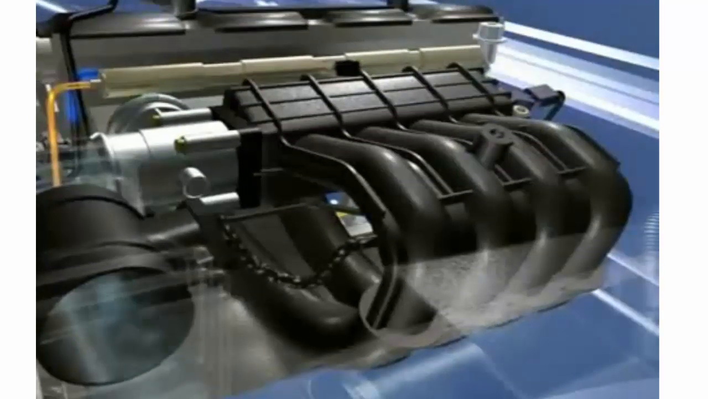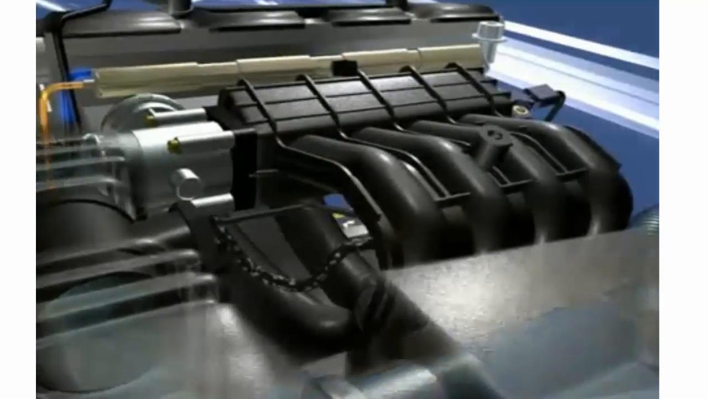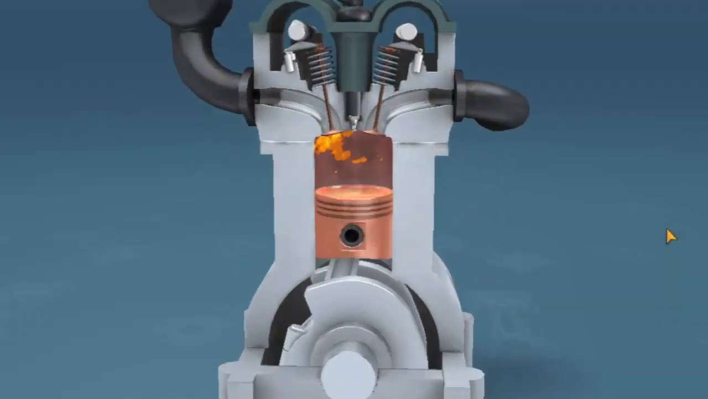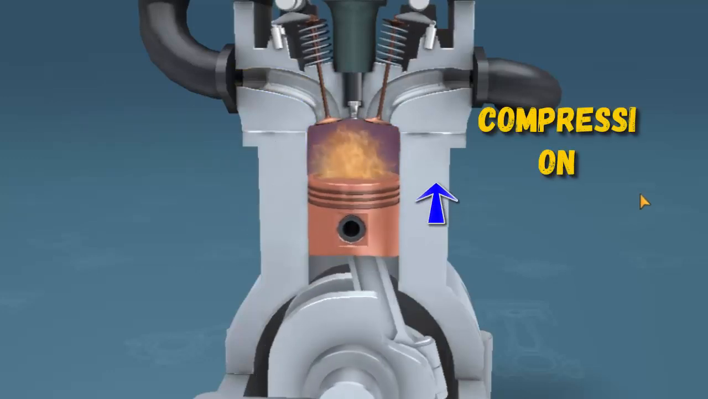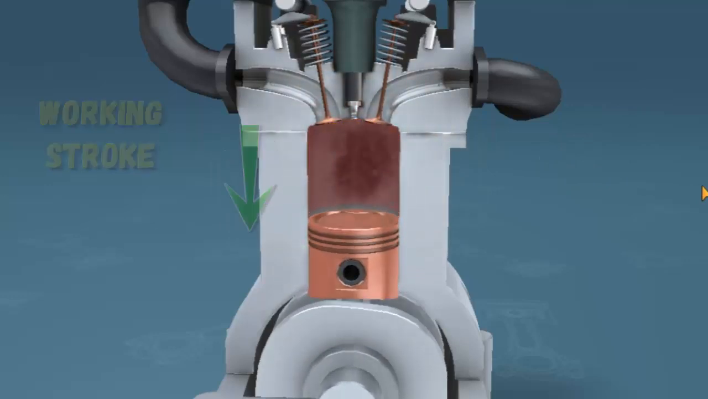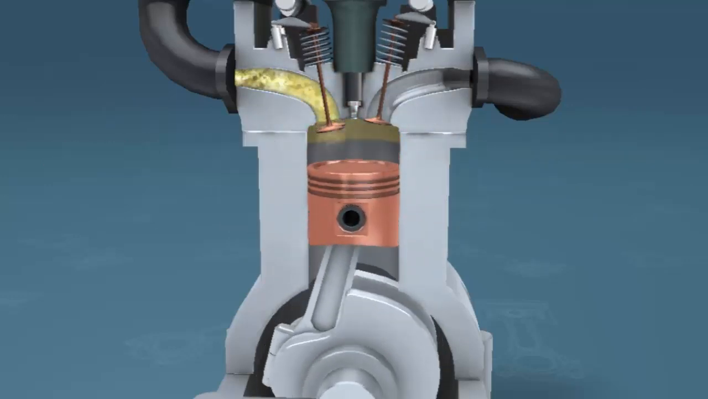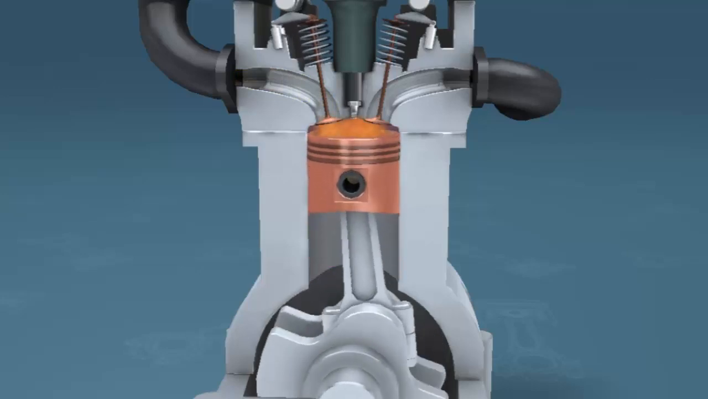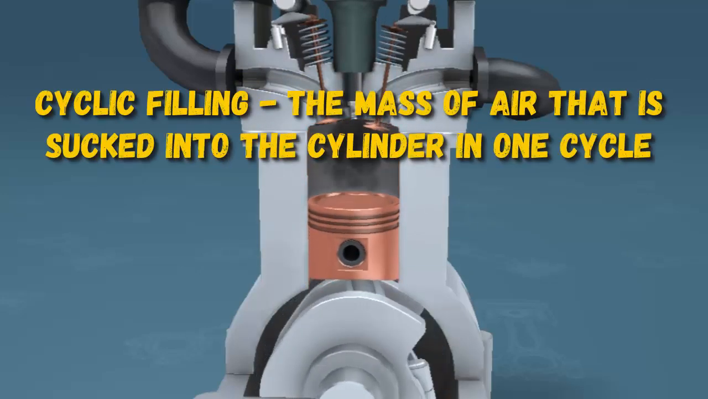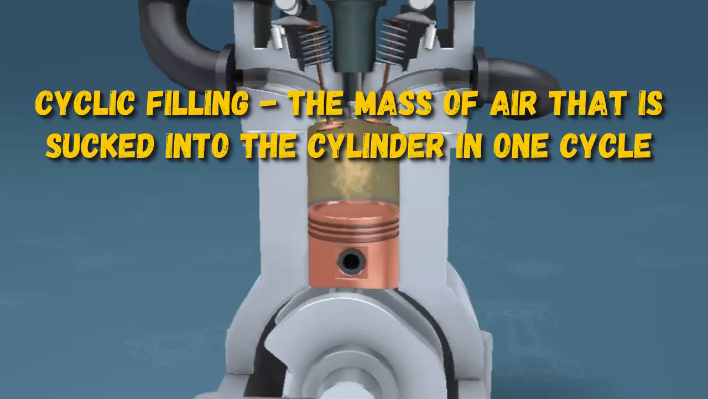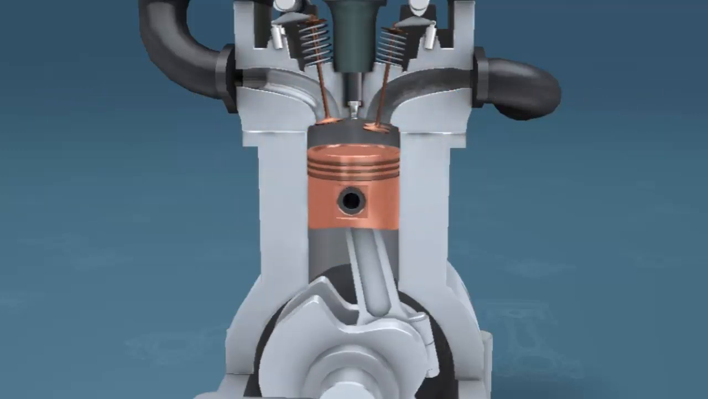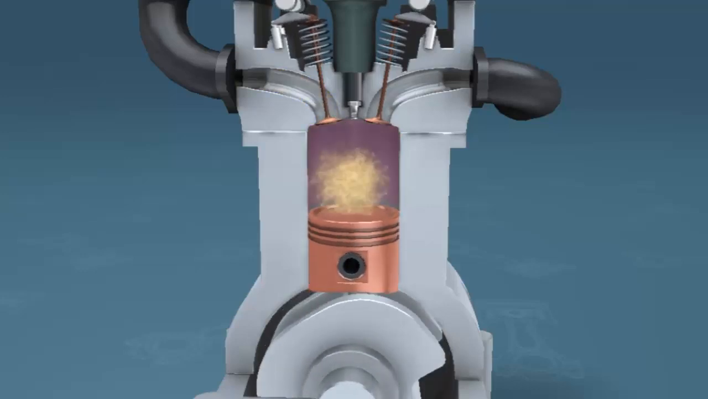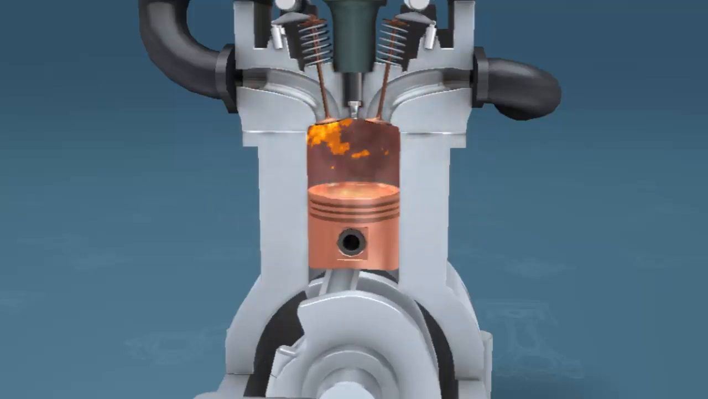The main parameter by which the amount of fuel injected into the cylinders is determined is the mass of air sucked into the cylinder during the duty cycle. The duty cycle is the complete cycle of all engine strokes: inlet, compression, working stroke, exhaust. And the mass of air that is sucked into the cylinder in one cycle is called cyclic filling. Moreover, the engine control unit calculates the amount of fuel based on the magnitude of the cyclic filling. This value is calculated in the control unit and depends on the air mass and crankshaft speed.